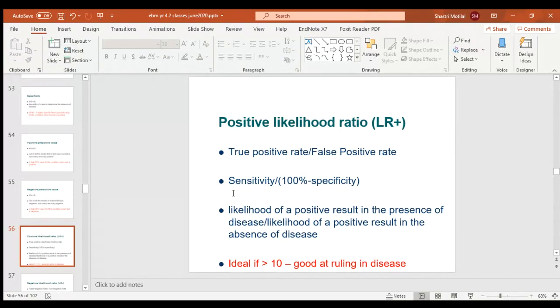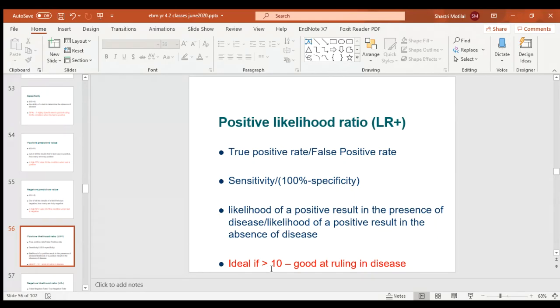If the sensitivity is 90% and the specificity is also 90%, then the positive likelihood ratio is sensitivity, 90 over 100 minus 90. 100 minus 90 is 10. So 90 divided by 10 is 9. If you had a test with a sensitivity and specificity of 90% each, the positive likelihood ratio is 9. So what does that mean, a positive likelihood ratio of 9?